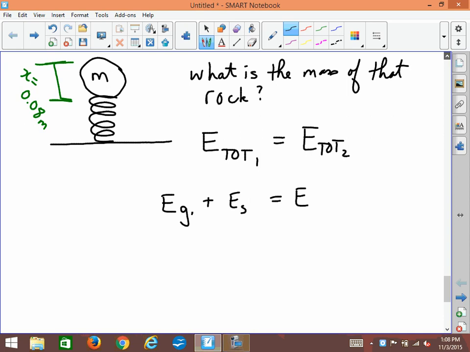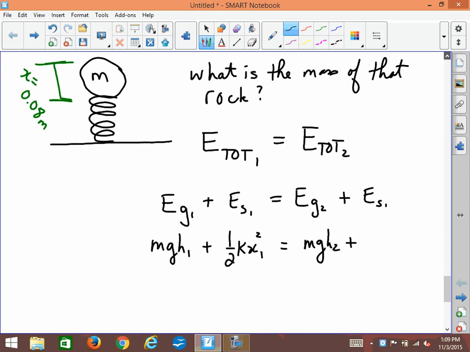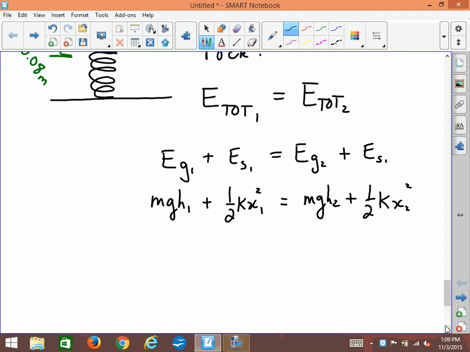So let's put this Eg1 and Eg2, plus E spring 1. Right? Well, what we get here is mgh1, height 1, and 1/2 kx1 squared, equals mgh2 plus 1/2 kx2 squared. All right. Initially, we had the mass and the g times h. Now, there's a couple of ways you can do this. We can plug the numbers in right away.